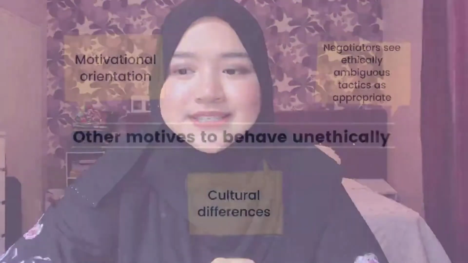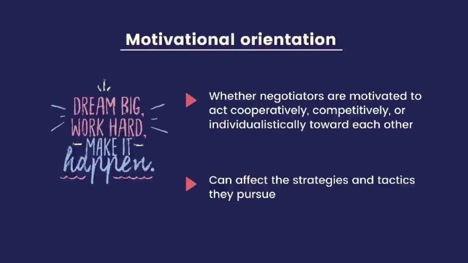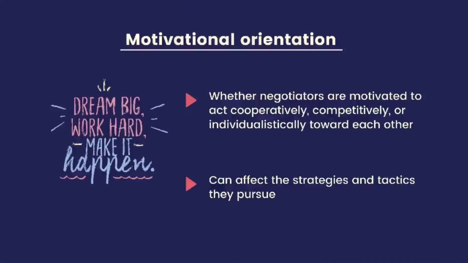There are also other motives to behave unethically. The first one is motivational orientation. The second one is that negotiators see ethically ambiguous tactics as appropriate to use. And the third one is cultural differences. The first motive to behave unethically is motivational orientation. Whether negotiators are motivated to act cooperatively, competitively, or individualistically towards each other can affect the strategies and tactics they pursue.